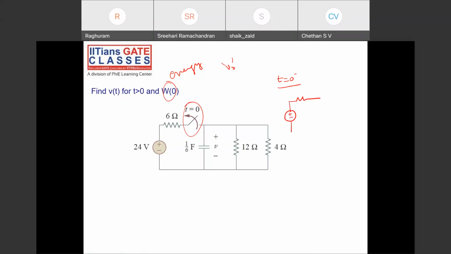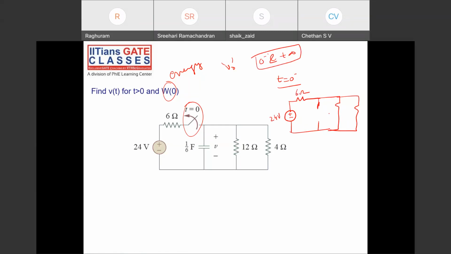So again, remember there are two steady states. What are the two steady state conditions of time? 0 minus and plus infinity. These two are steady state conditions. At steady state, what happens to the capacitor for DC? It's an open circuit, right? It becomes an open circuit.